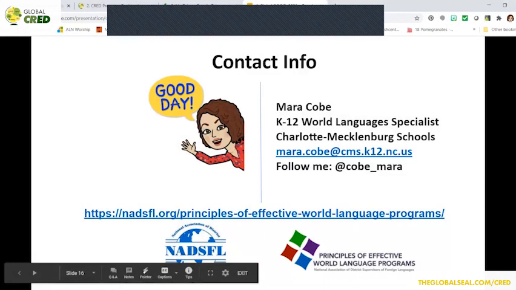So, if our programs are successful and we are truly creating globally competent, multilingual, multicultural students, that's exactly what we would hope to have.